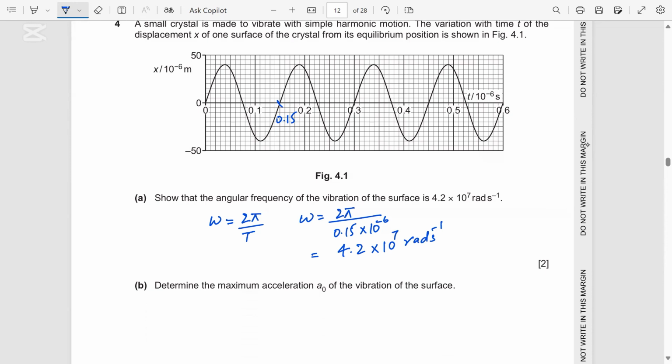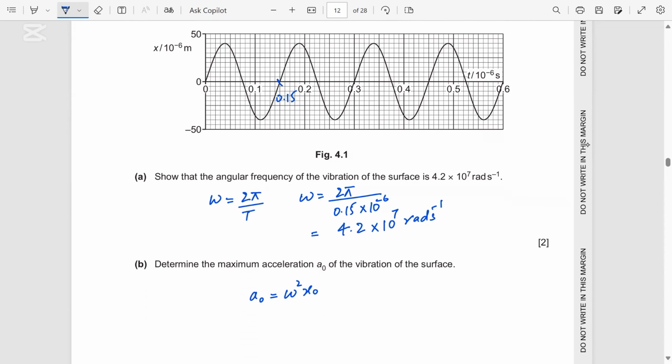Determine the maximum acceleration of the vibration of the surface. So what you can do here is that the acceleration a naught is omega square x naught, where x naught is the amplitude. This is the formula for the maximum acceleration. So omega, you've already calculated here: 4.2 into 10 raised to the power 7, whole square. And x naught is the amplitude, and you can see clearly here it's 40 into 10 raised to the power minus 6. Answer is going to be 7.1 into 10 meter per second square.